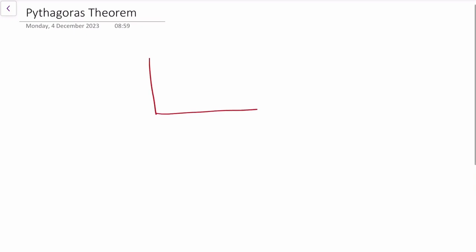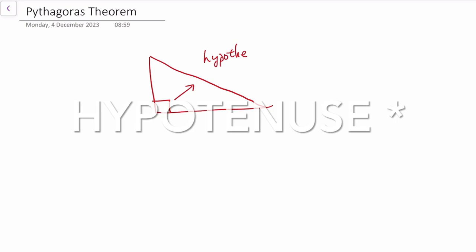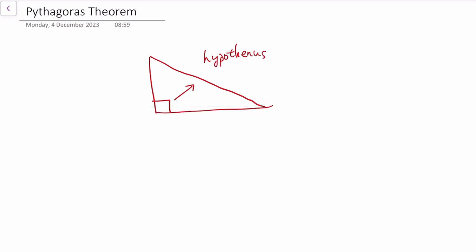Pythagoras theorem, the very famous Pythagoras theorem. So it concerns a right angle triangle, any right angle triangle. And then the side opposite to the right angle, which would also happen to always be the longest side in the triangle, is called the hypotenuse. I think it's spelled like this, probably. And we call it C.